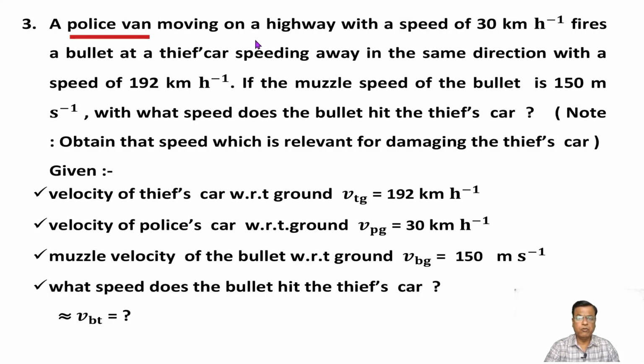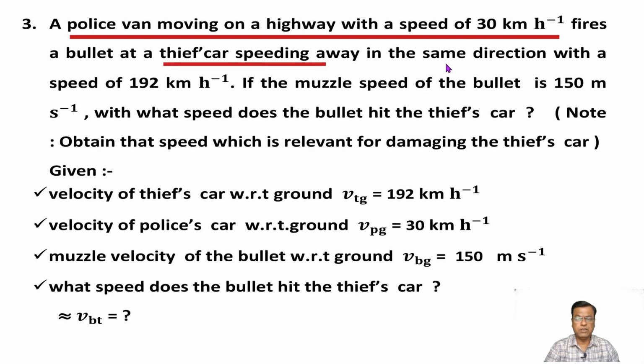A police car is moving on a highway with a speed of 30 km per hour. The velocity of the police car with respect to ground, VPG, equals 30 km per hour. P for police and G for ground. It fires a bullet at a thief's car speeding away in the same direction with a speed of 192 km per hour. Velocity of thief car with respect to ground, VTG, T for thief and G for ground, equals 192 km per hour.